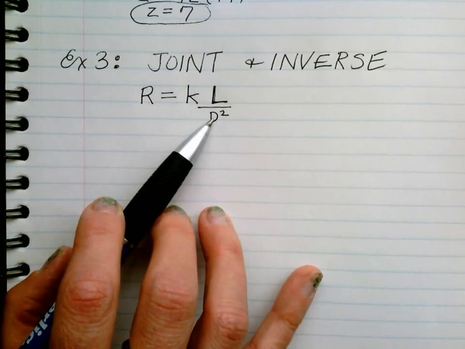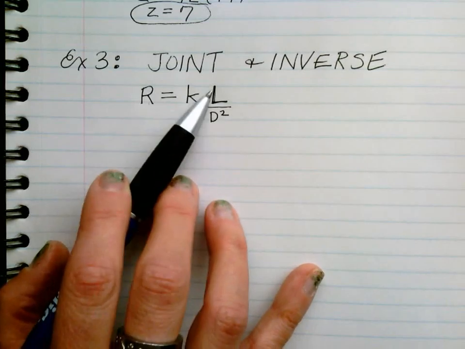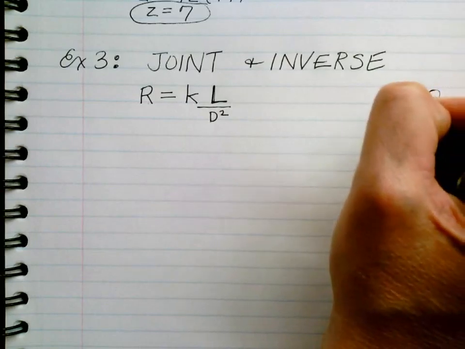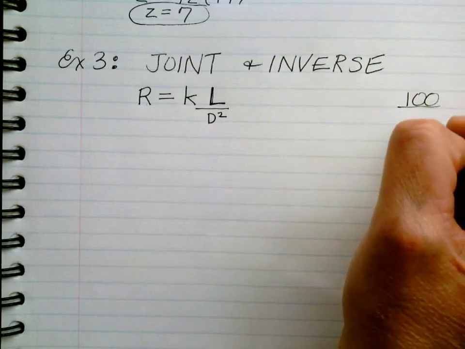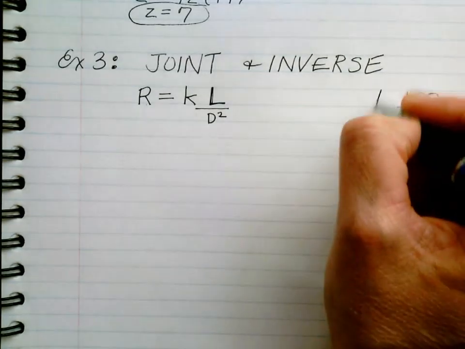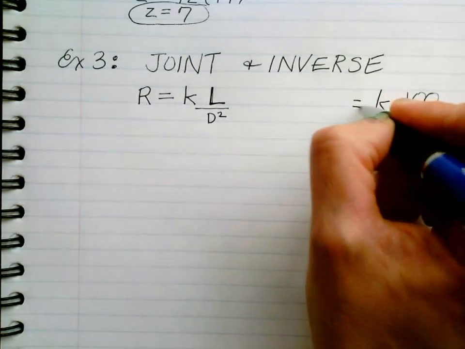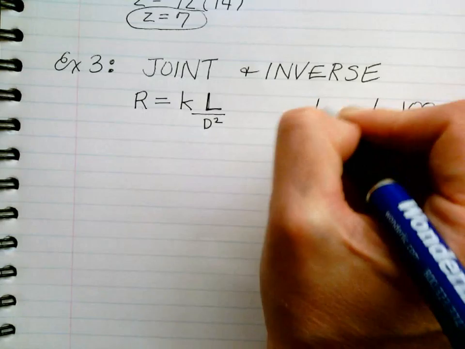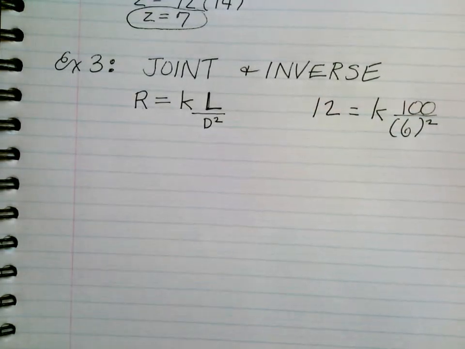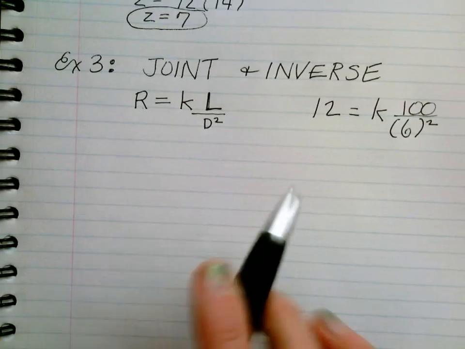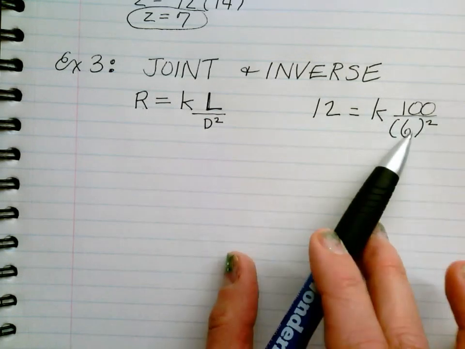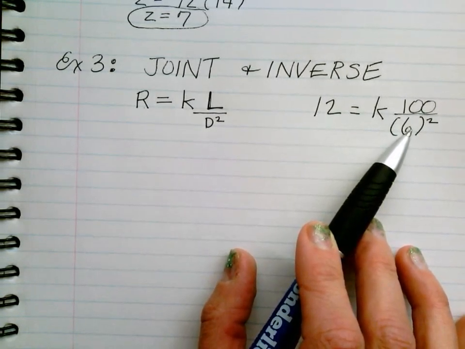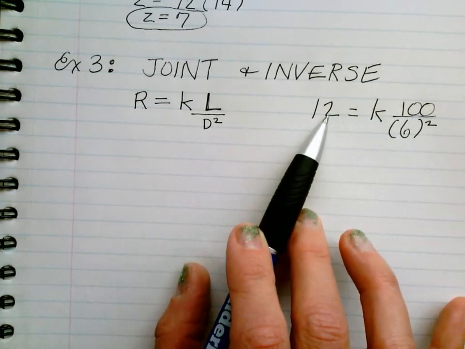Let's see what data they give us. 100 meters of a wire, that's a length, with a diameter of 6 millimeters, has a resistance of 12 ohms.